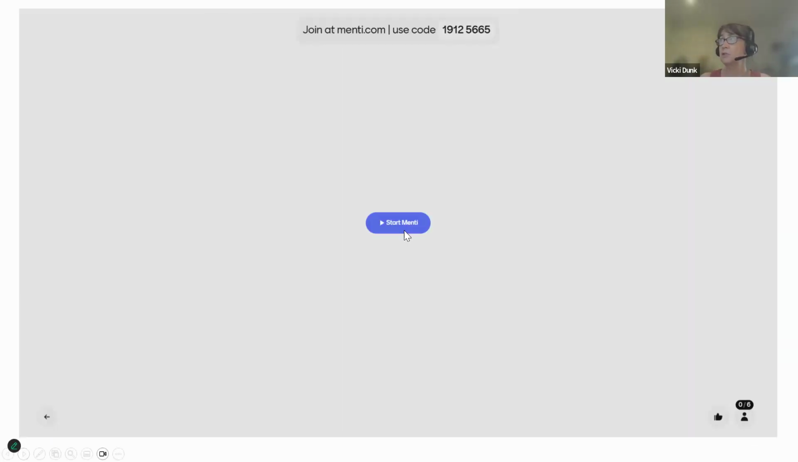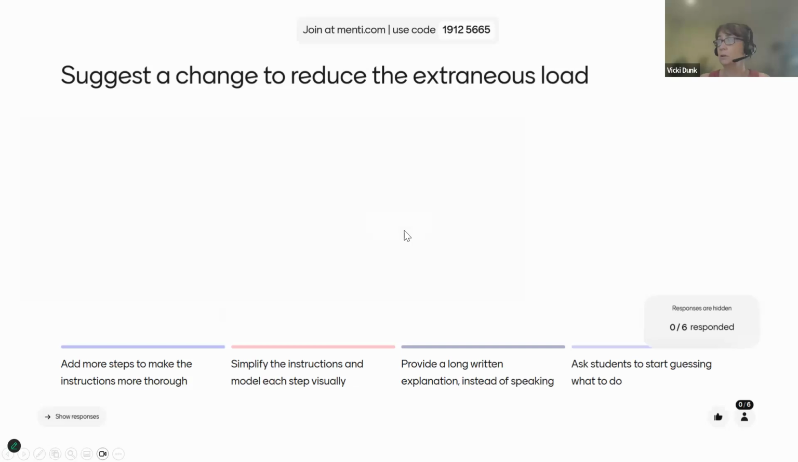Suggest a change to reduce the extraneous load of the activity that we were going to do. So what would we do instead?